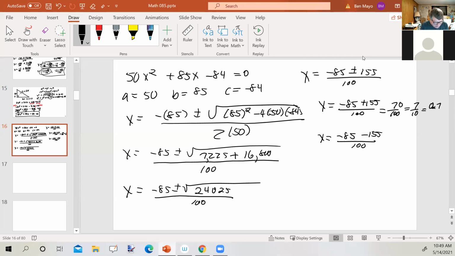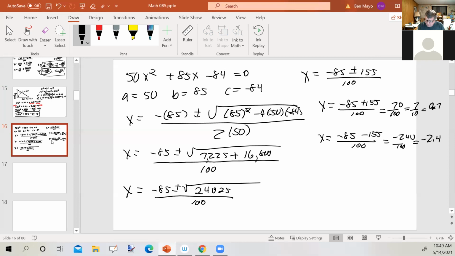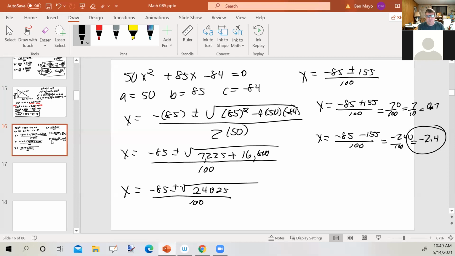Okay, negative 85 minus 155 is negative 240 over 100. And that, see here, divided by 100 would be negative 2.4. So I've got 0.7 and negative 2.4. The problem is, if we go back to the original problem, x is a length or a distance. And we got a negative answer as one of our answers. A distance or length can't be negative. So even though this solution would work for the equation we created, it doesn't work for the actual problem. So this answer is not valid.